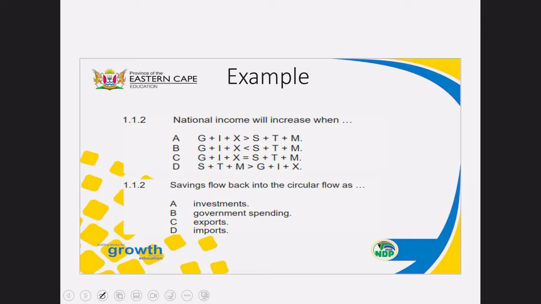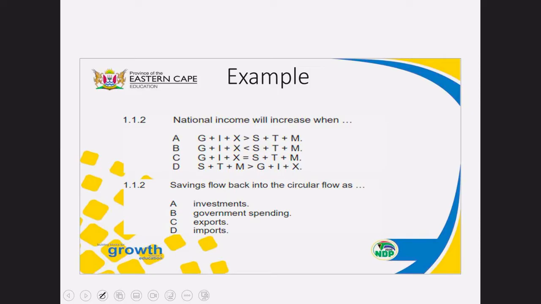Again, when we talk of your injections and your leakages, there are formulas there. You might get a question like this one that you see. Here it is asked in a different way, where they have given you the formulas instead of the terms, that is the injections or the leakages. Now, in 1.1.2, it says national income will increase when? If you don't know the formulas, you will be lost. Which formula do we use for injections? Which formula do we use for leakages?